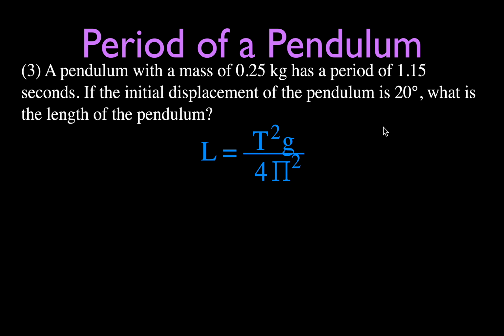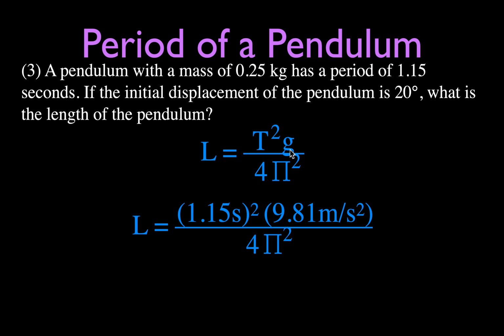And now we can plug the values in because we know the period is 1.15 seconds. We said we're on Earth at g. 4 is 4, and pi squared is pi squared. And we just plug those values into the equation. We get the length of that pendulum would be 0.33 meters. So a pendulum that has a period of 1.15 seconds must be 0.33 meters. Okay? That is solving for L.